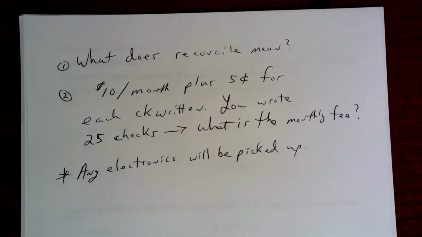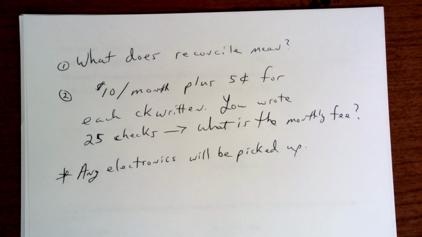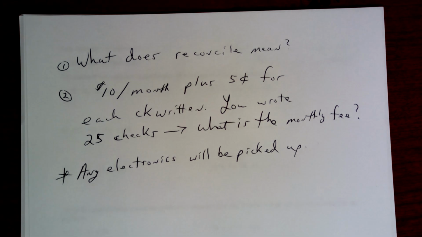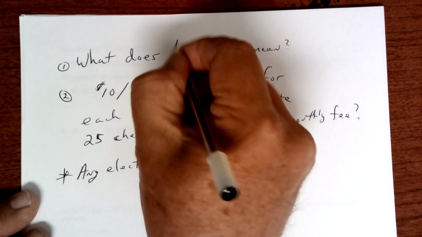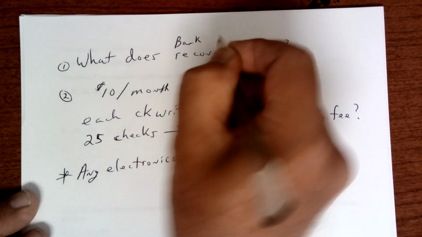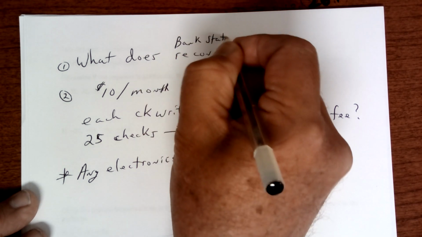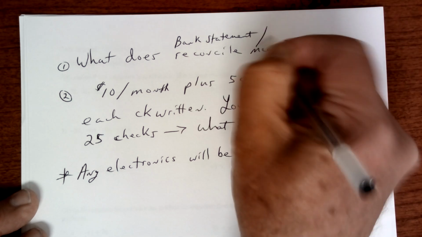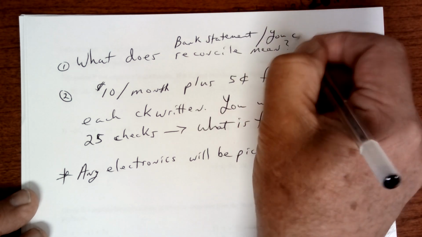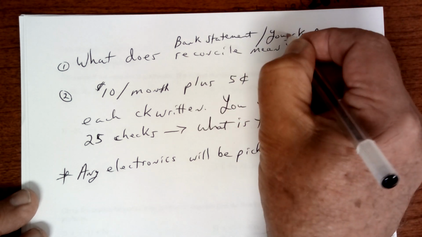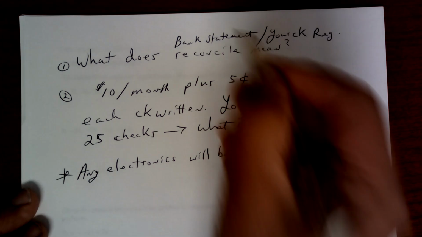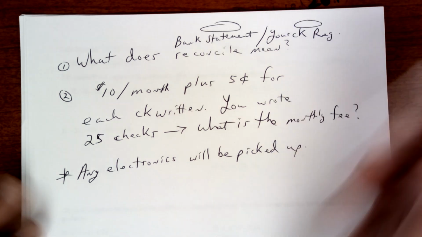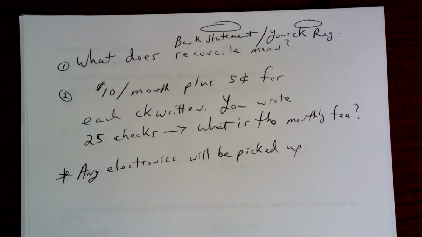What does reconcile mean? Well, when you're talking about a bank account, it means that the bank statement and your check register match. The number here matches the number here. And you may have some outstanding checks and some outstanding deposits.